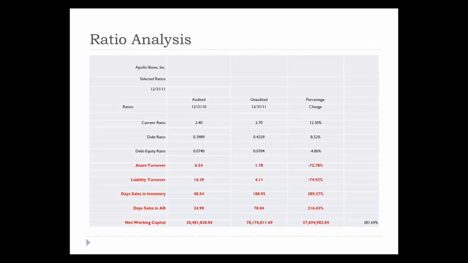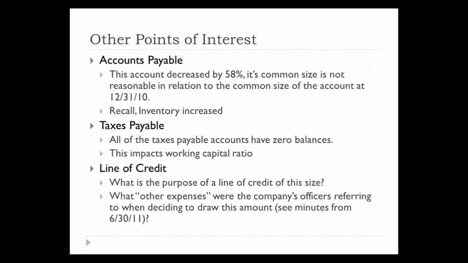But what we already talked about things like the asset turnover. You see this number has changed significantly, decreased. You see that liability turnover, day sales, we already talked about day sales in inventory, day sales in accounts receivable, and then you see this huge change in their net working capital. So those were, again, where ratio analysis would point to some potential problems that need to be investigated further.